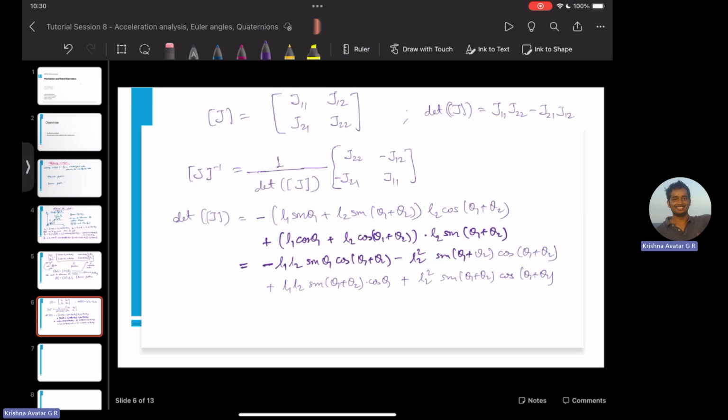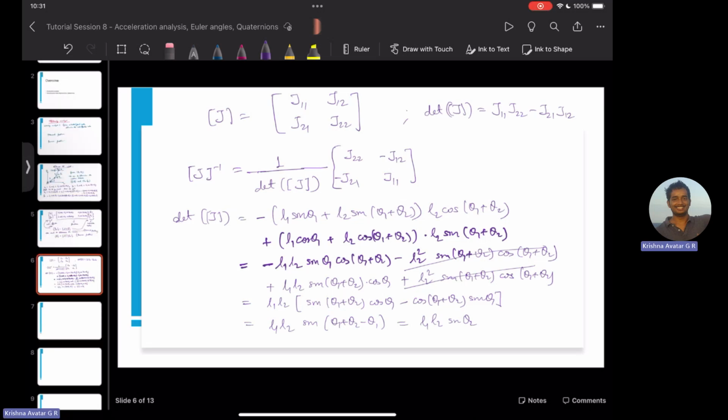What we see is here with these two terms, the second and the fourth term are of opposite signs, right? So we can just cancel them out. And now we can take L1 L2 as common, and then we have sine theta 1 plus theta 2 cosine theta 1 minus cosine theta 1 plus theta 2 sine theta 1, and this makes L1 L2 sine theta 1 plus theta 2 minus theta 1, right? So we have L1 L2 sine theta 2. So this is what our J essentially is. I mean, sorry, determinant of J essentially is.